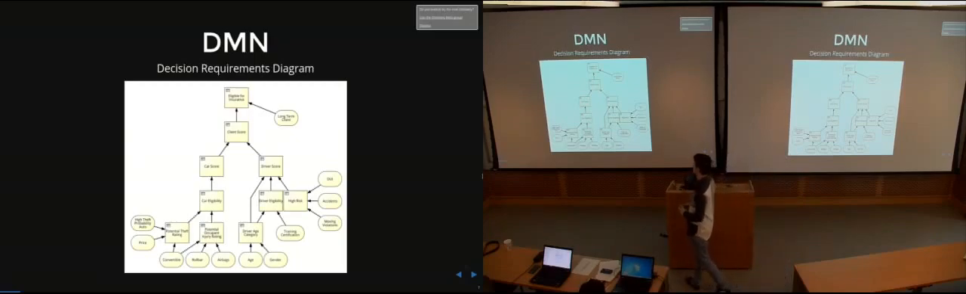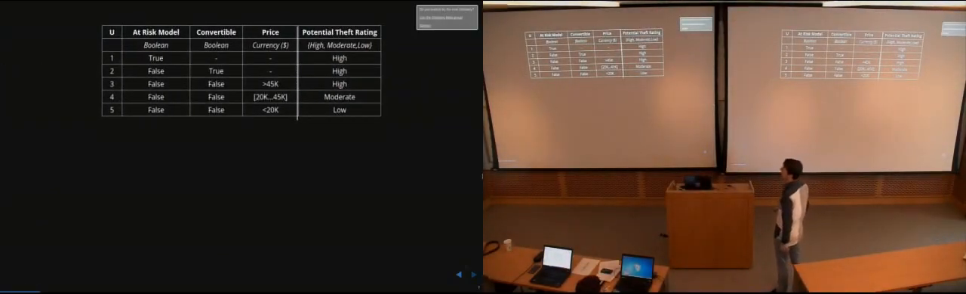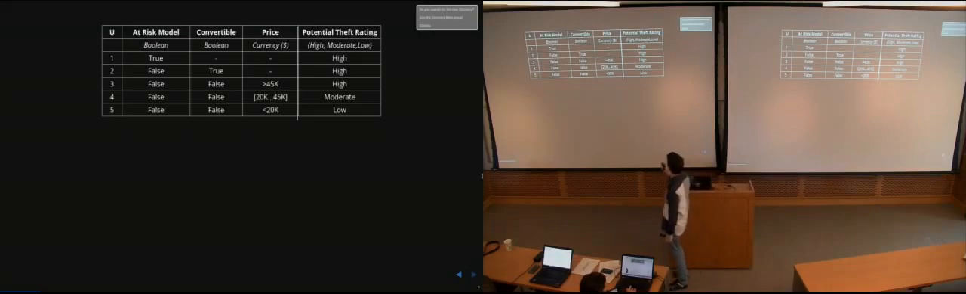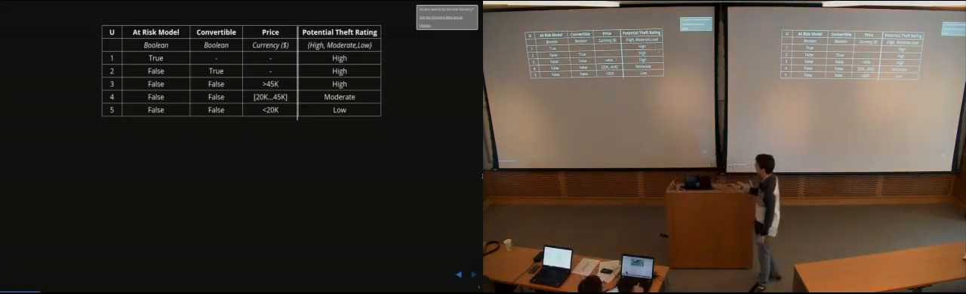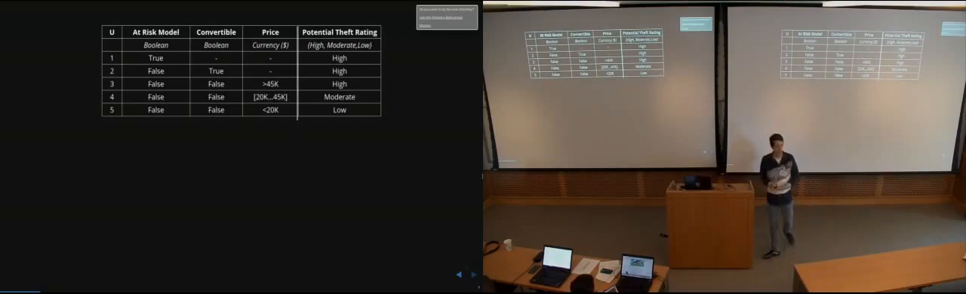Now, this is just a dependency. The actual decisions can be modeled using, for example, decision tables. So here we have a decision table, which says, well, an at-risk model has always a high potential theft rating. A convertible, also. If it's an expensive car, also. If it's neither of the previous ones, if it's a moderately priced car, you have a moderate potential theft rating. A low-priced car has a low potential theft rating. So this is a notation for clear business decisions, and business people can use this.